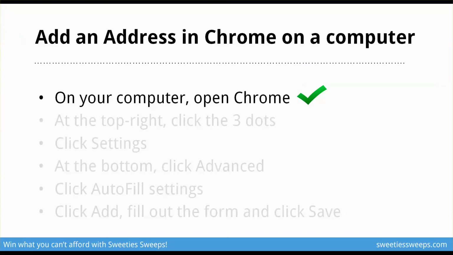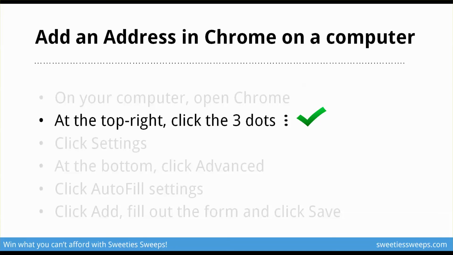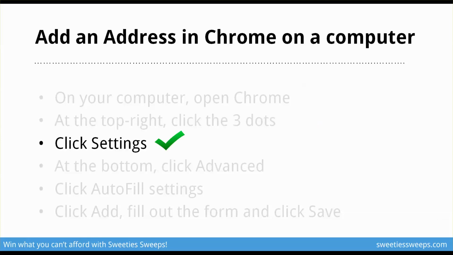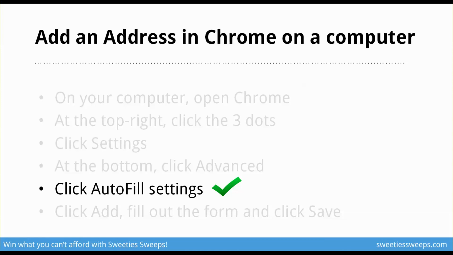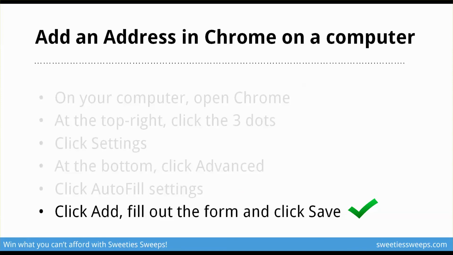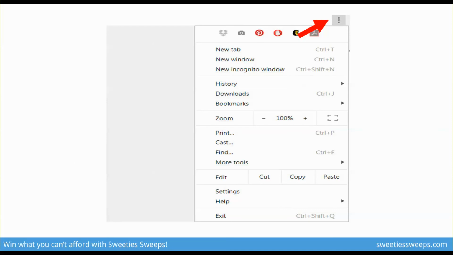So if you have an iPhone or iPad and you're using Chrome, you'll want to go to your computer and open Chrome, and at the top right, click the three dots, click Settings, at the bottom click Advanced, click Autofill Settings, click Add, and fill out the form and click Save. Now watch and see how it's done. So there's the three dots once you've opened Chrome on your computer.